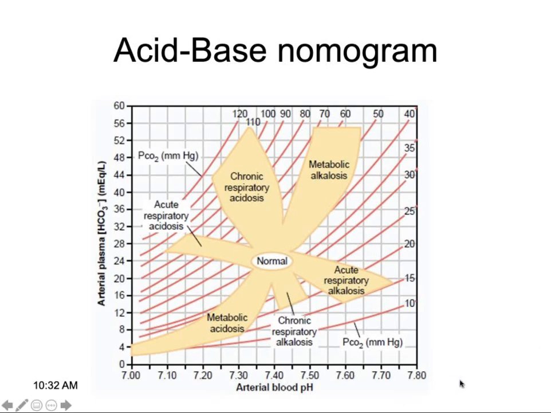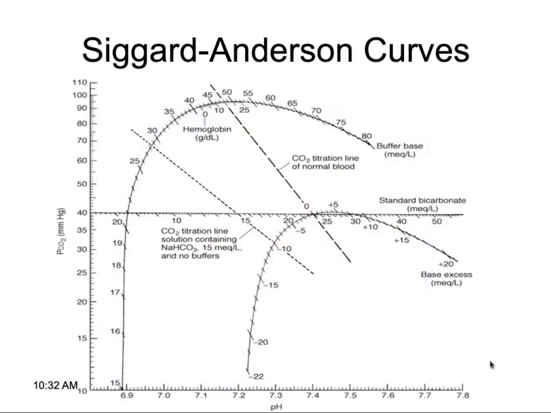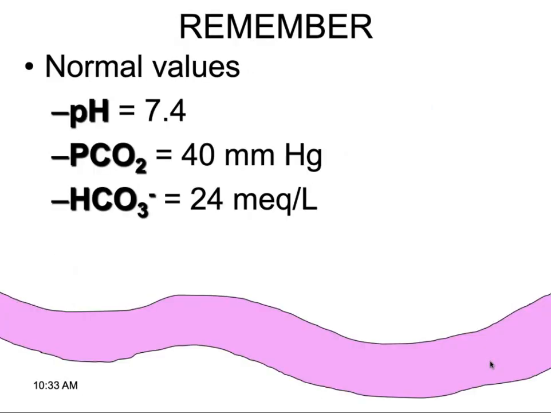There is an acid-base nomogram, which is a chart where we plot the logarithmic values. This will give you an idea about the various conditions, various disorders. It is beyond the purview of undergraduate education, so it is more important for postgraduates. Similarly, we have Siggaard-Andersen curves. But for you, it is very important that you remember these 3 values in identifying and diagnosing acid-base imbalances.